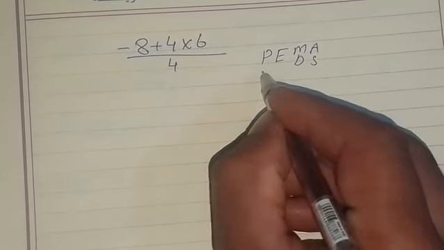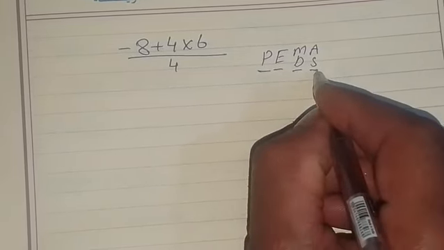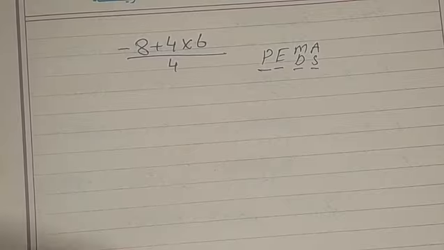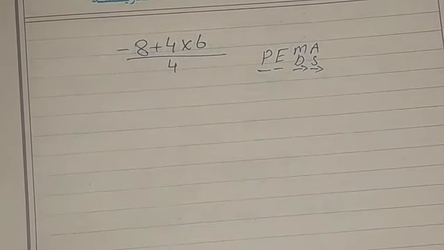According to the PEMDAS rule, first we solve parentheses, then exponents, then multiplication or division, and then addition or subtraction. Multiplication or division we solve from left to right, and addition or subtraction we solve from left to right.